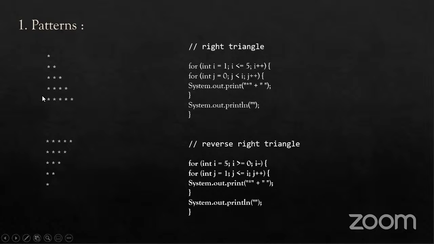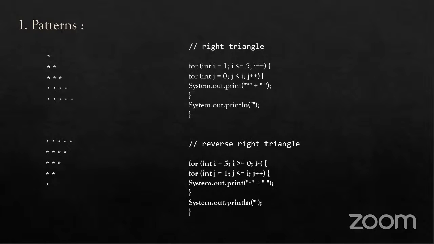So these two are right triangles: a basic right-angled triangle and a reverse right-angled triangle. This is the only thing: first we need to decide the number of rows and the number of columns. First we give the number of columns, and in the second for loop we give the number of rows.